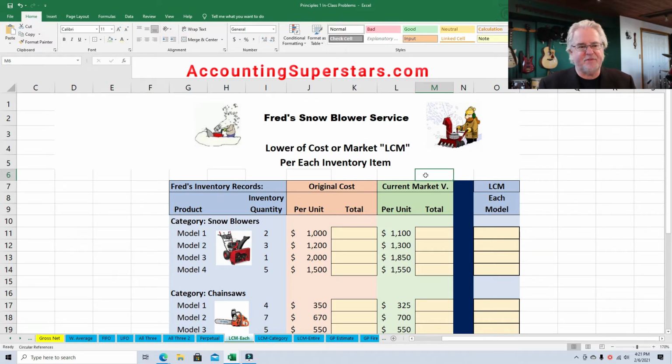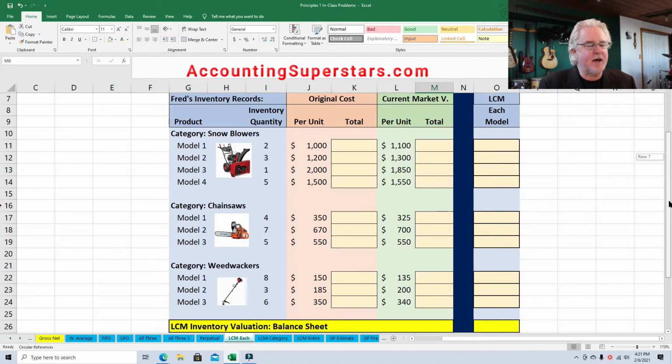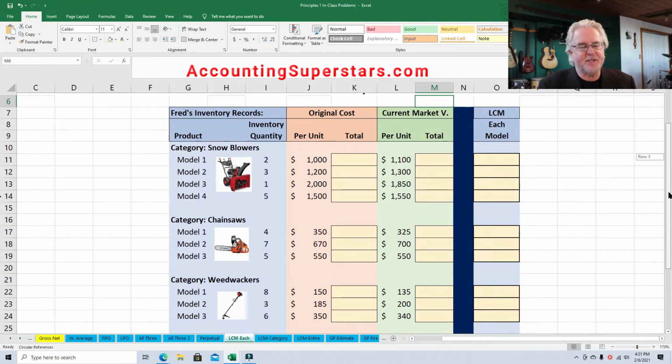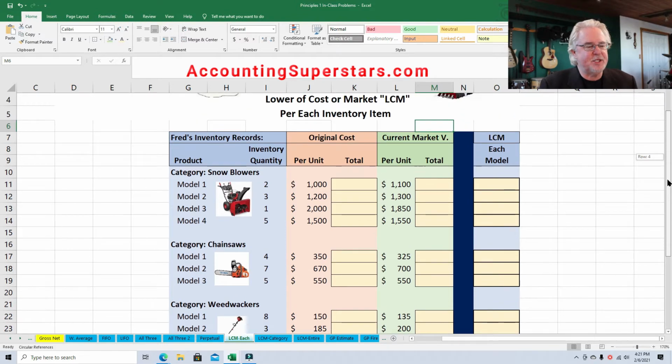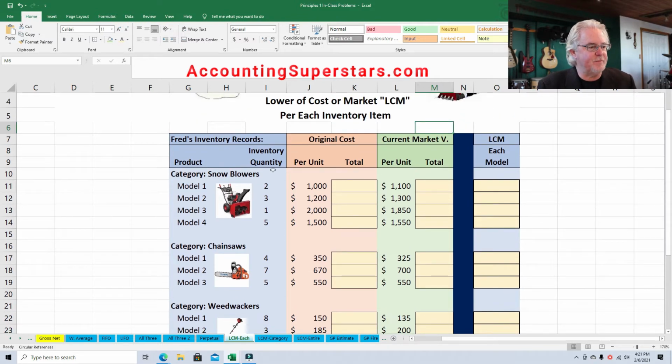Fred has all kinds of inventory. He's got snow blowers over here, chainsaws, and weed whackers. Those are the three things that he sells. Within each category, he's got Model 1 and Model 2 and Model 3 and Model 4 and so on. Fred went around and counted his inventory, so he's got 2 of Model 1 and 3 of Model 2 and so on and so forth.